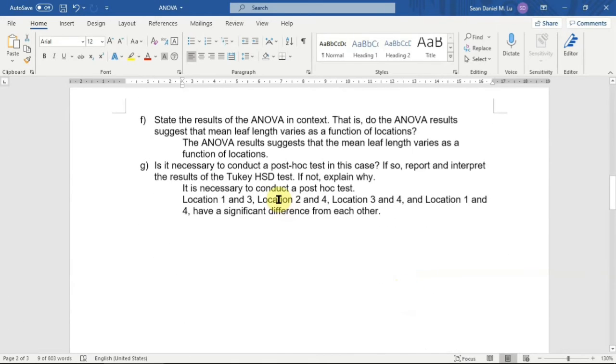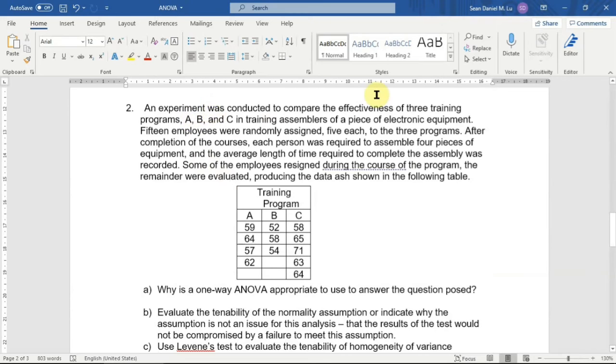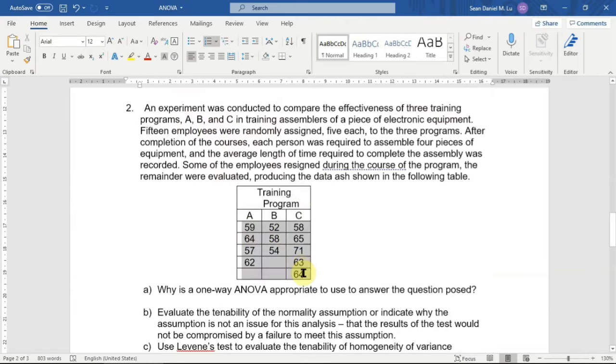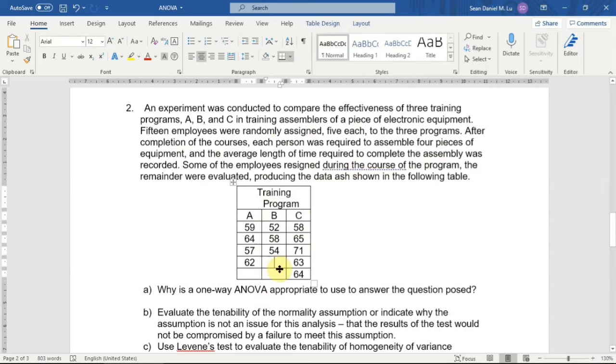Let's try another example. An experiment was conducted to compare the effectiveness of 3 training programs, A, B, C. So One-Way ANOVA, because multiple groups. 15 employees, n is equal to 15, were assigned 5 each, and each person was required to assemble 4 pieces of equipment. These are the average length of time taken to assemble the equipment. Some of the employees are assigned during the course of the program, so it's possible to have an invalid case in using the One-Way ANOVA.